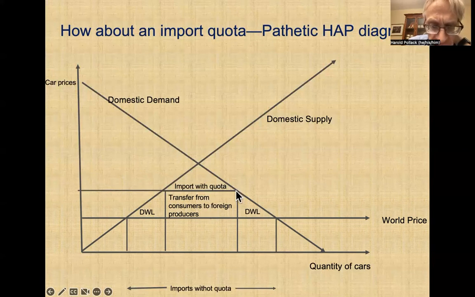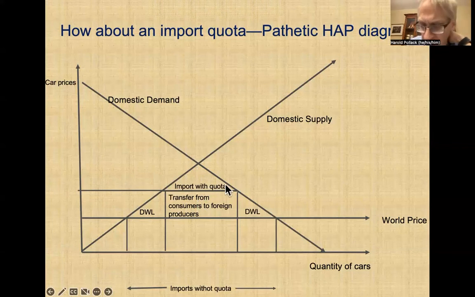Now the market settles here. So there's a consumer surplus triangle that's this guy here. There's domestic producer surplus, which is now this triangle here. So the import quota definitely helps the domestic producers. This little thing here is a piece of consumer surplus that's now domestic producer surplus. So there's definitely some benefit to domestic producers, but also to foreign producers.